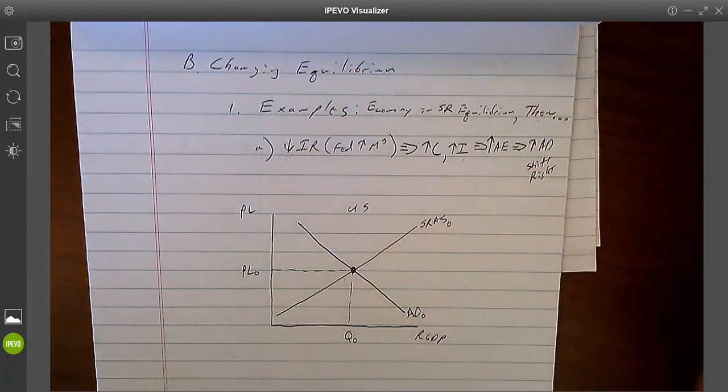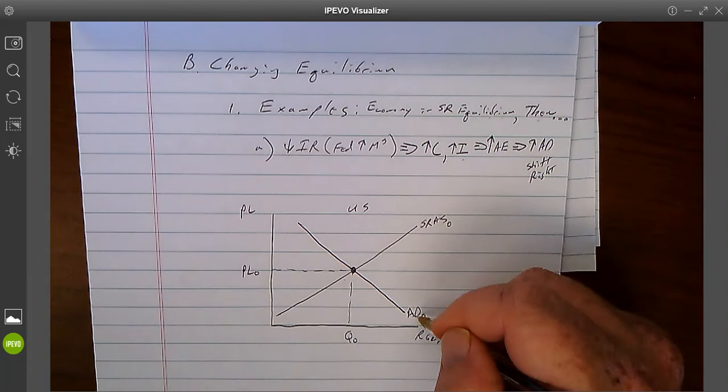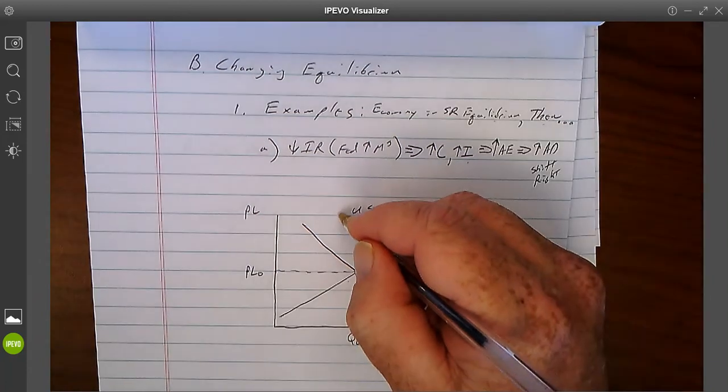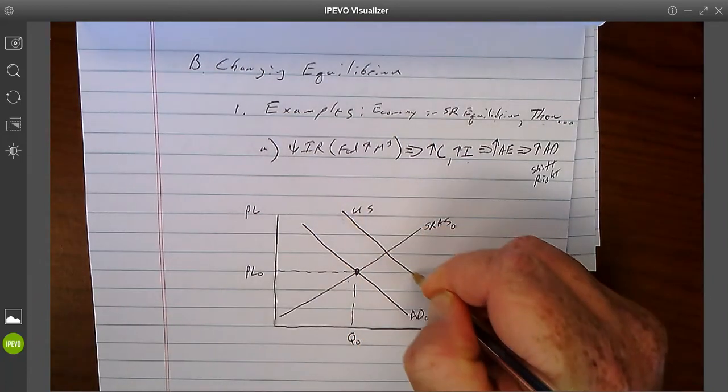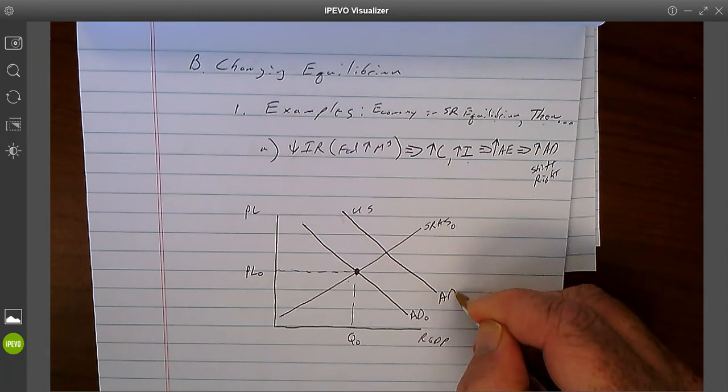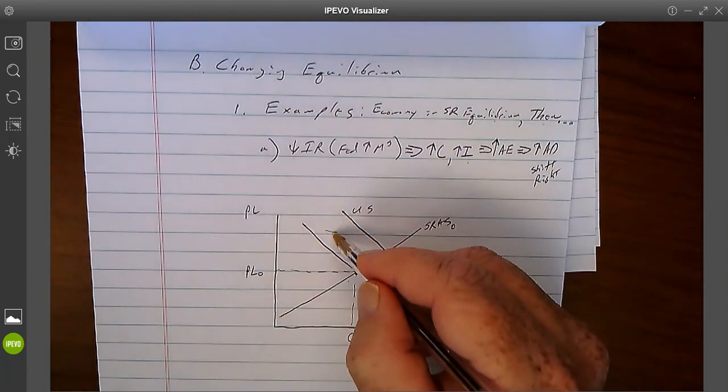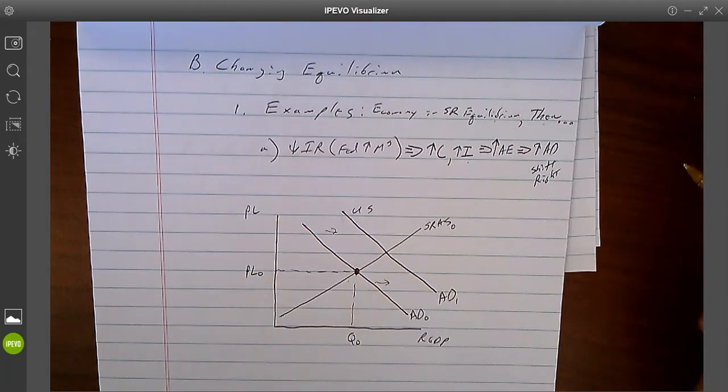Okay? So let's go ahead and institute that change. Here's AD 0, it's going to shift to the right. 81. Okay, remember, think left and right. We've shifted to the right. Okay?